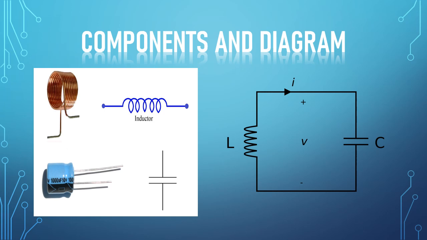Components and diagram of LC circuit. One of the main components of the LC circuit is the inductor and the other is the capacitor. These are symbolically represented like this on paper, and one may find them like this in the laboratory. This is the circuit diagram showing how the inductor and the capacitor are connected in a tank circuit.